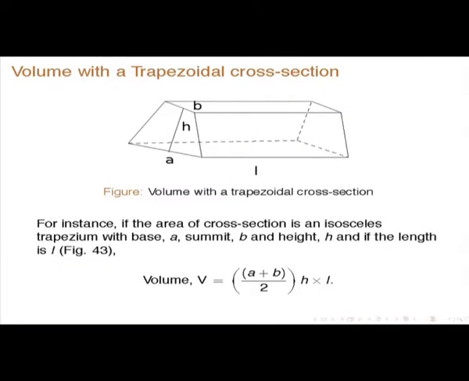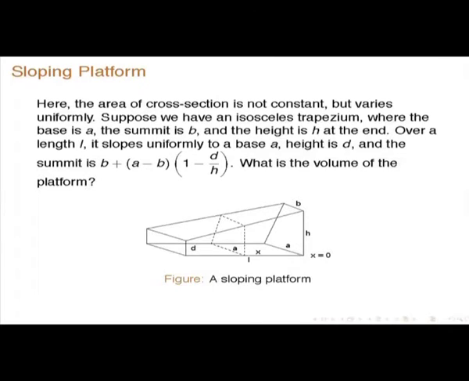Similarly, volume with a trapezoidal cross section is given as follows. We know that if A is the base and B is the summit and H is the height, the area of cross section is (A plus B) by 2 into H, right, that is the area of cross section. So, this is multiplied by L. So, that is the volume with trapezoidal cross section. Okay. So, then he talks of a sloping platform. Here the area of cross section is a frustum, etc.